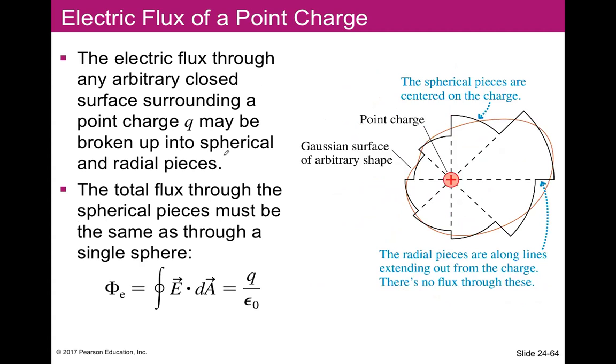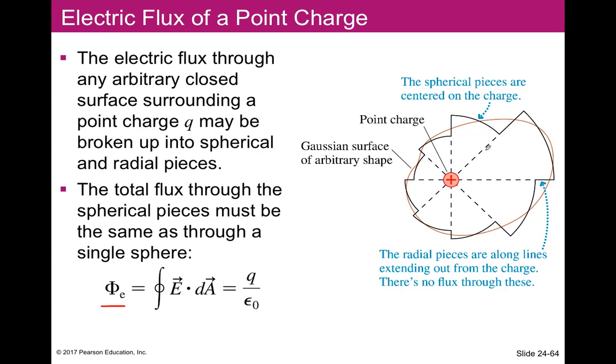And then the electric flux through any arbitrary closed surface surrounding a point charge Q can be broken up into spherical and radial pieces. And the total flux through the spherical pieces must be the same as through a single sphere. For example, this is again the point charge. This time, if you don't draw a spherical surface, instead you draw an arbitrary surface, the conclusion is still true. The flux equals Q over epsilon.